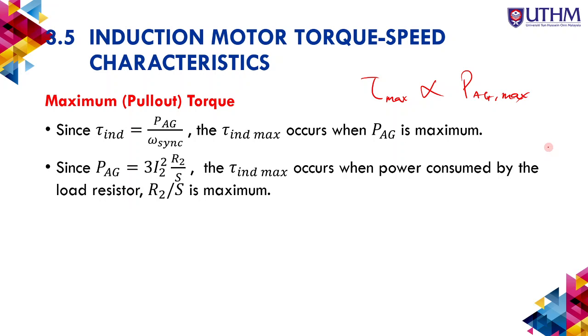Since PAG is equal to 3 times I2 squared times R2 over s, the maximum induced torque occurs when the power consumed by the load resistor is at maximum. You can see that normally the changes happen in the slip.